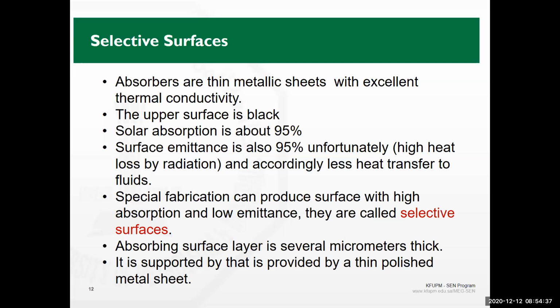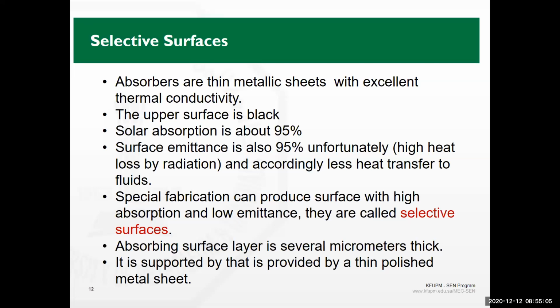It absorbs the energy so that it is heated, but upon heating, it does not transmit the energy as the nature of black surfaces that transmit most of the energy out. No, it keeps the energy in it by having low emissivity. It needs special fabrication to produce a surface with high absorption and low emittance. And these are basically what we call the selective surfaces.